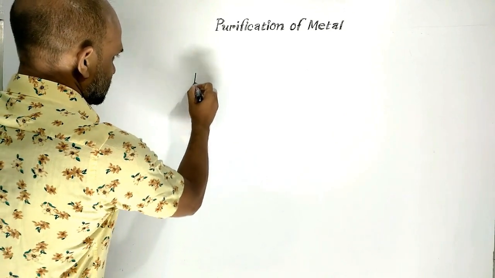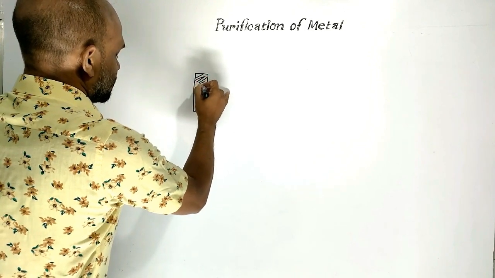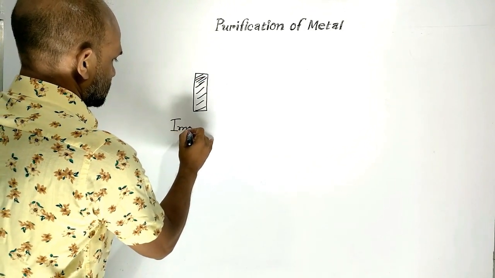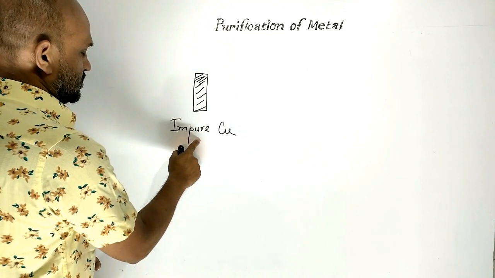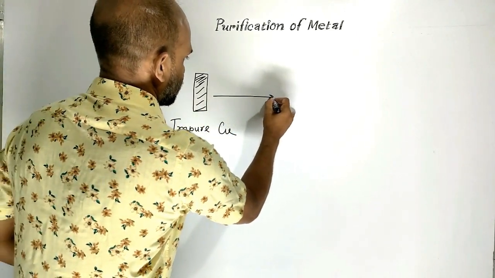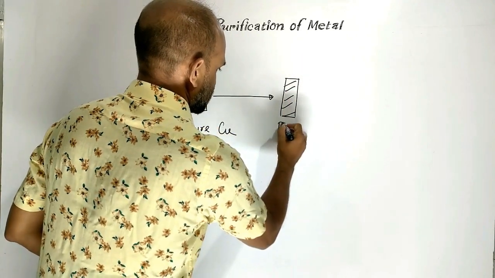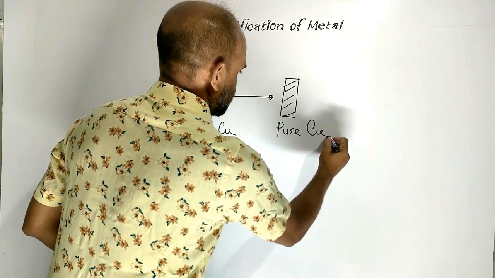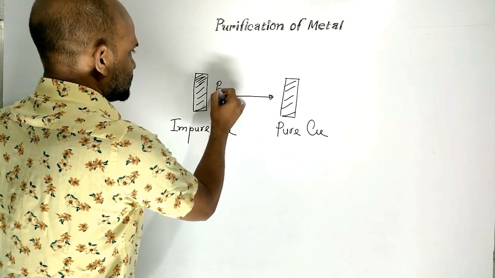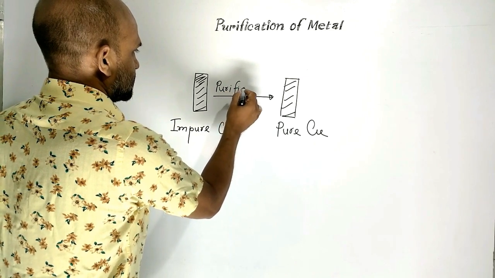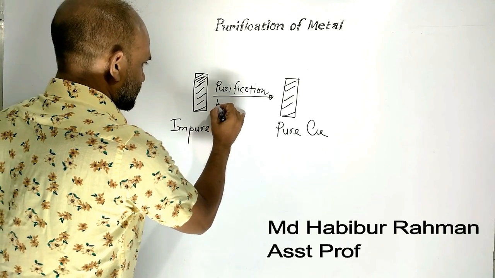Let us consider this is impure metal of copper. Impure copper, from which pure copper is obtained by purification through electrolysis.